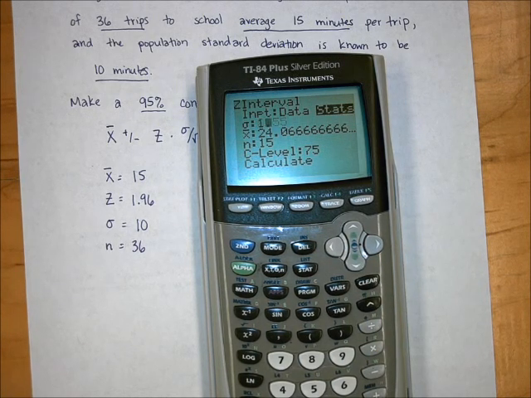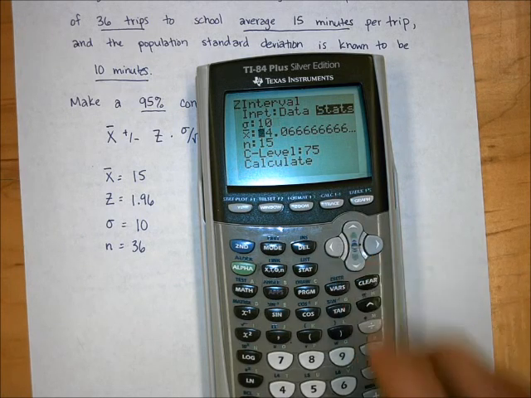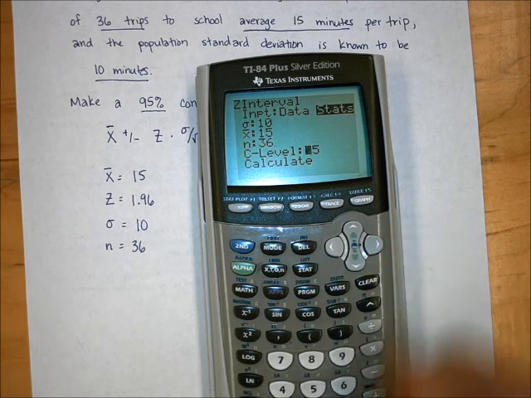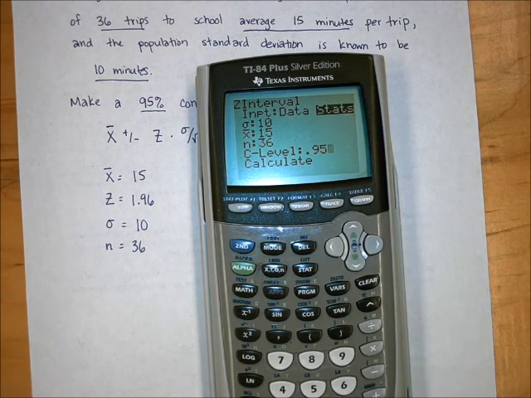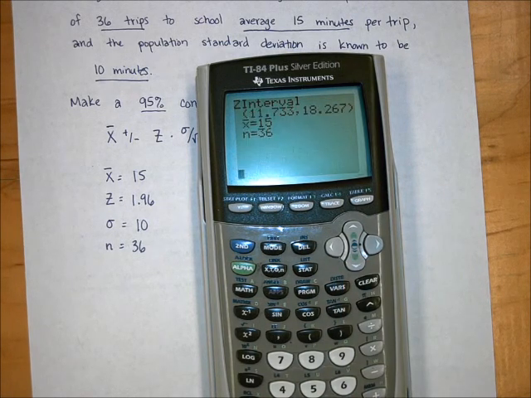Sigma was 10. X bar was 15. Our sample size was 36. And our confidence level was 0.95 for 95%. Now we calculate. Notice that it gives us to the nearest thousandth, and we see 11.733 to 18.267, which rounds to 11.73 to 18.27, which is exactly what we got before. This is how you use the calculator to quickly calculate a confidence interval when the standard deviation sigma is known.